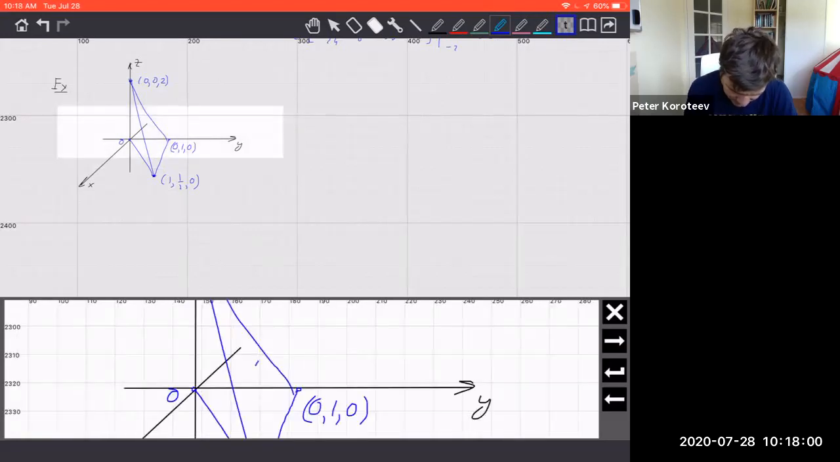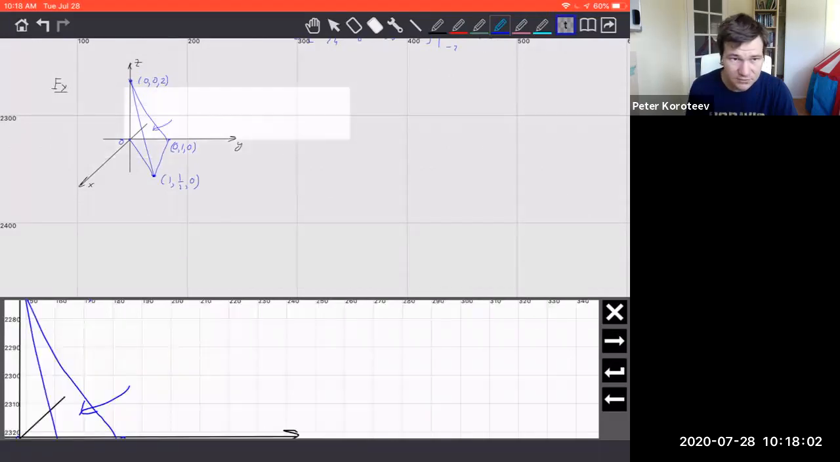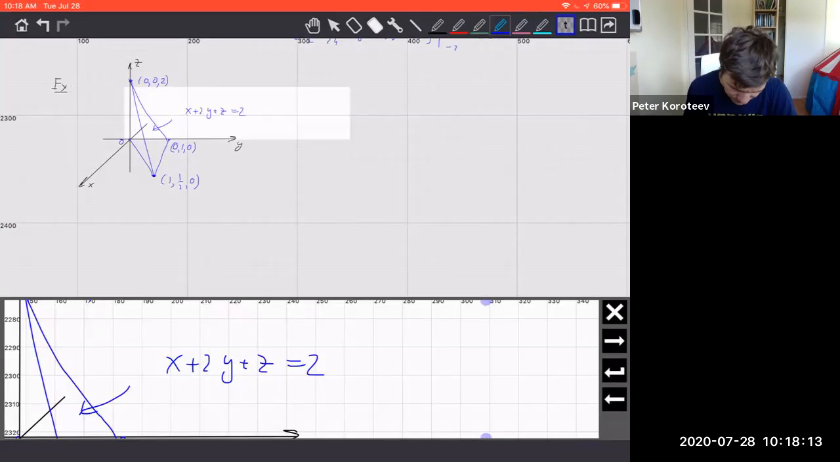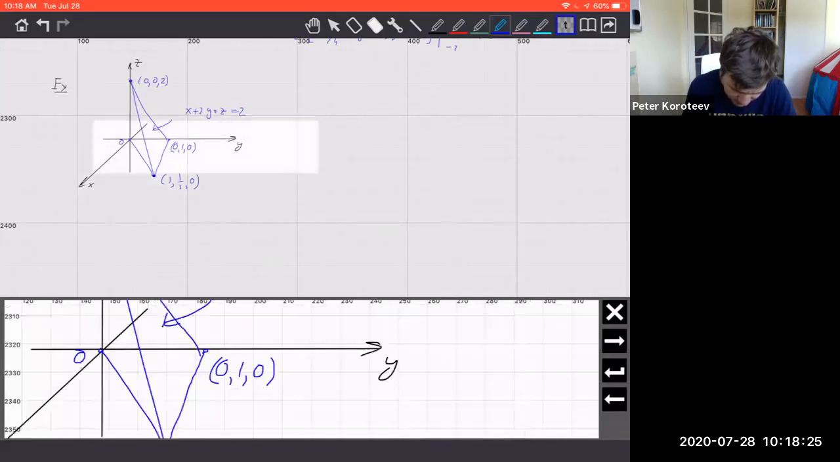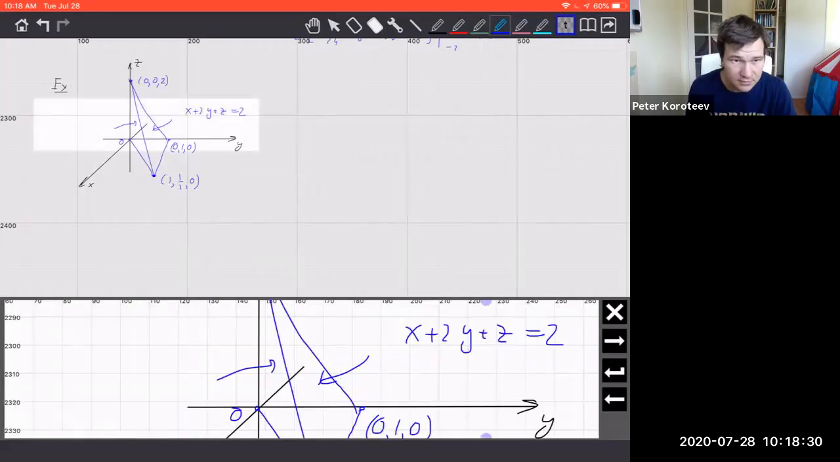This plane here, you can write the equation for it: x plus 2y plus z is equal to 2. And so we can check that all these points belong to that plane: 0, 0, 2, 1, 1/2, 0, and 0, 1, 0. And then there's a vertical plane, which is x equals y, right?